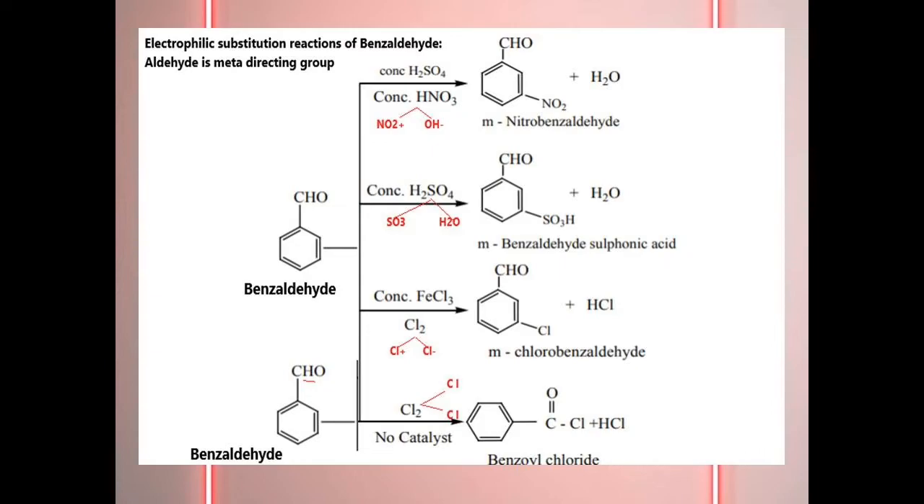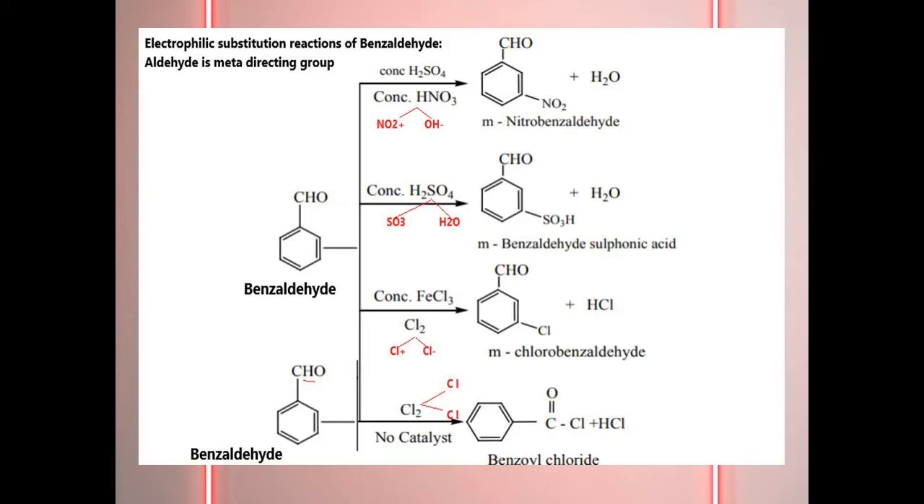Next, benzaldehyde is added with chlorine in the presence of ferric chloride. It is a catalyst. In the presence of the catalyst, how does the chlorine react with benzaldehyde? Chlorine is split as Cl plus and Cl minus. It is split with the help of FeCl3 only. That Cl plus is a positive character, so it is attracted by the electrons of benzaldehyde in the meta position. So we get meta-chlorobenzaldehyde. In the meta position, one of the hydrogens is replaced. That hydrogen is attracted by Cl minus, so we get HCl.